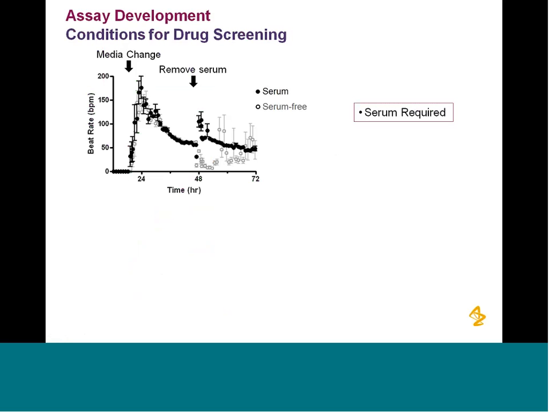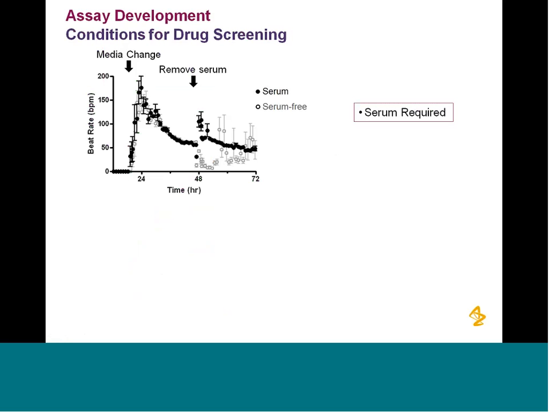And in this experiment, half of the plate at 48 hours is switched to a serum-free media. And you can see that the beating goes down or becomes highly erratic. And so we have not yet figured out a way to remove serum, and we've tried in a number of different conditions, but so far we are still using serum.